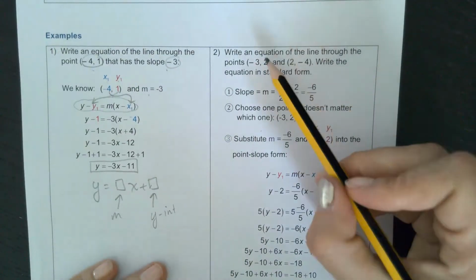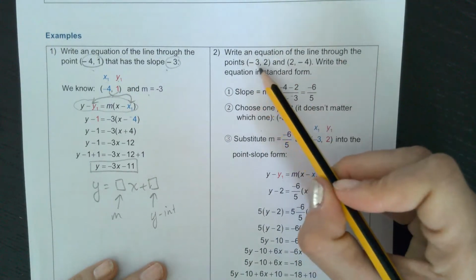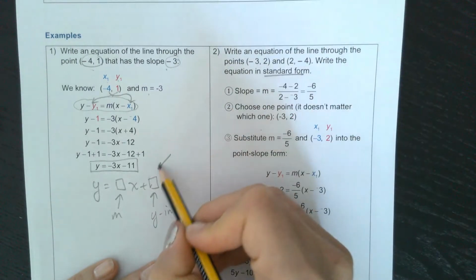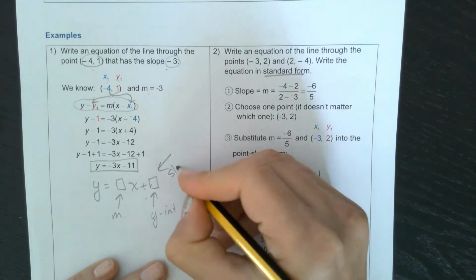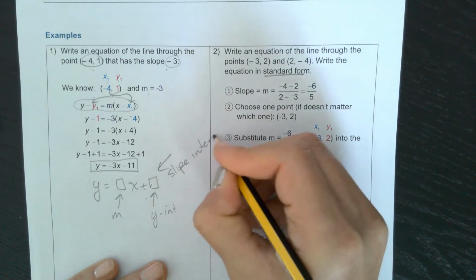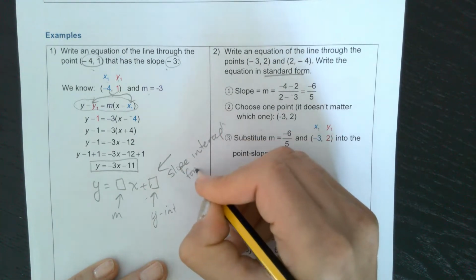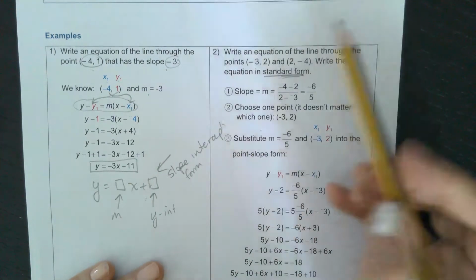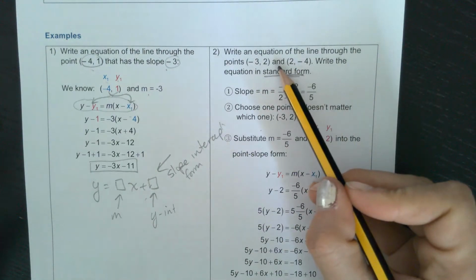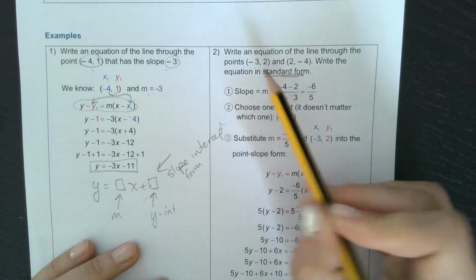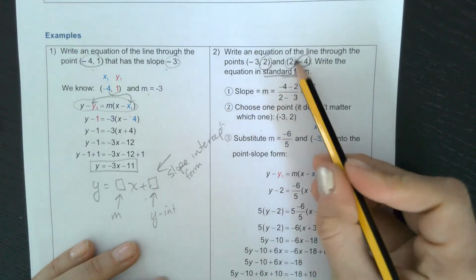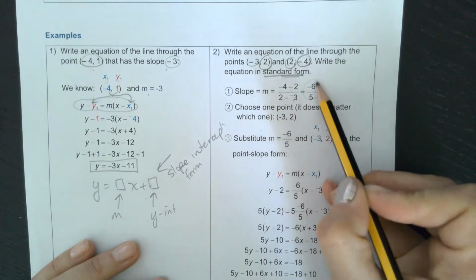Here it says write an equation of the line through the two points, and write it in standard form. Well, that's not standard form, that's slope-intercept form. I don't have my slope, so first you have to find your slope. You take your two points and you go this minus this for the top, this minus this for the bottom. Now you have your slope.